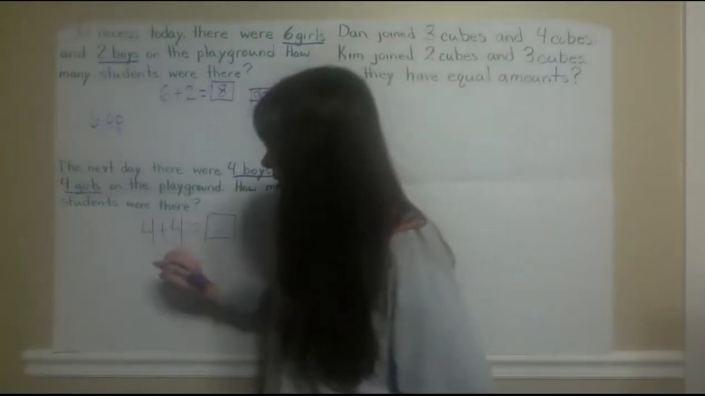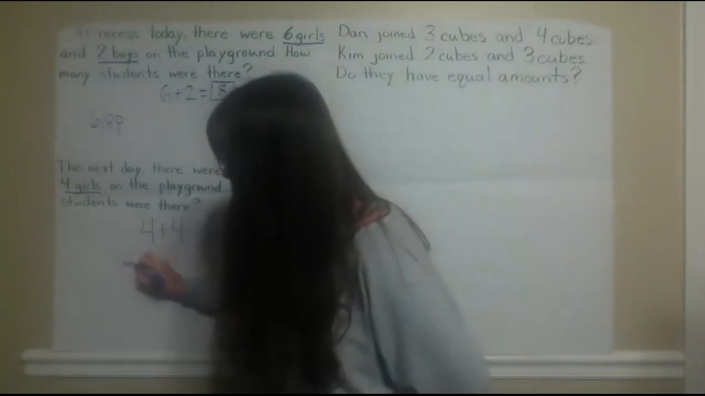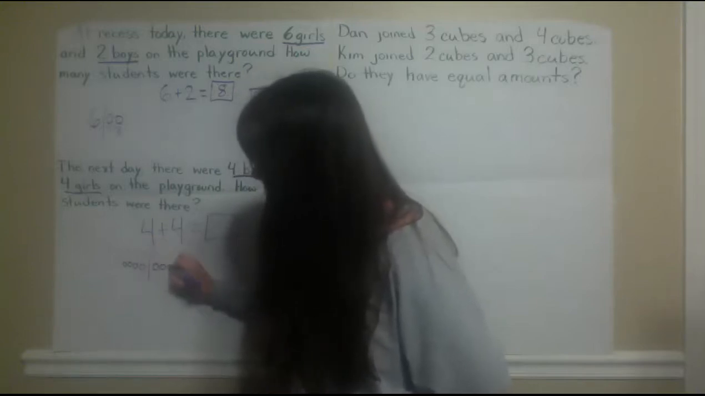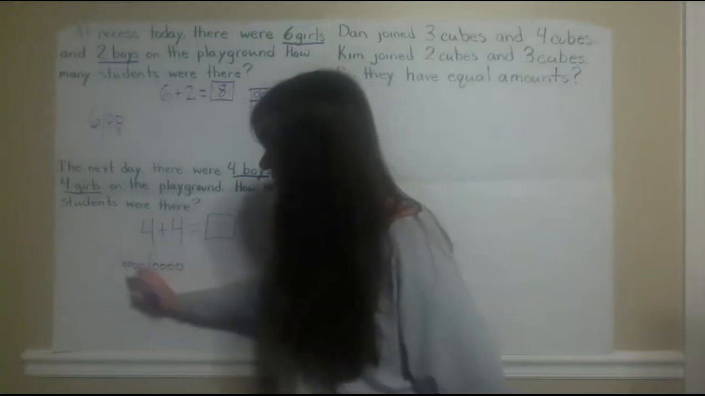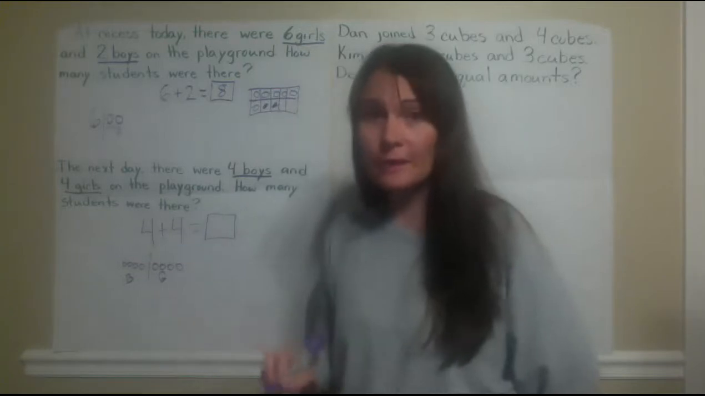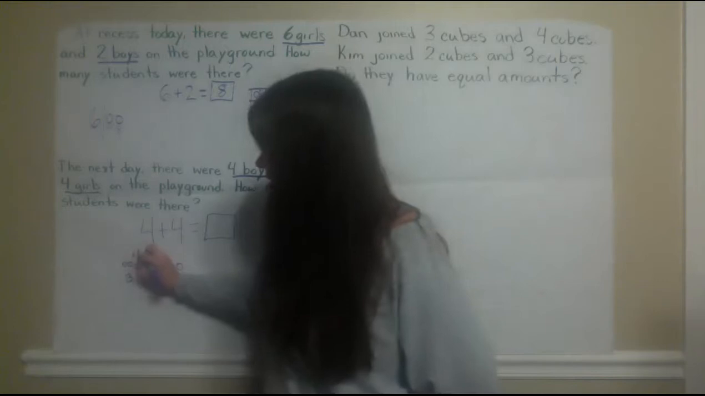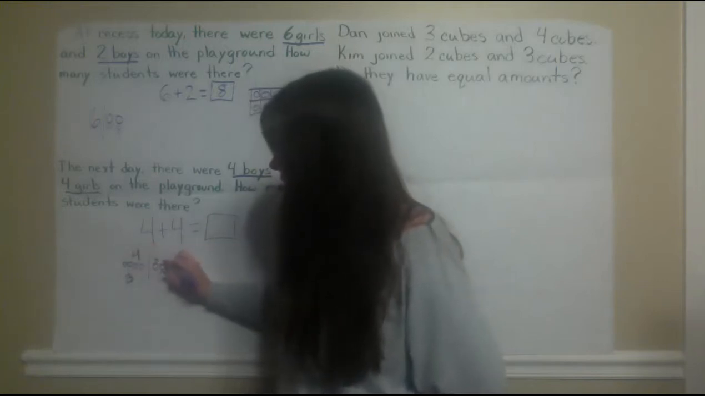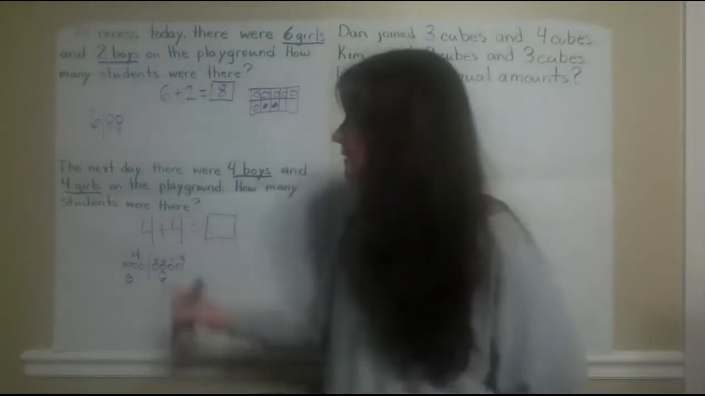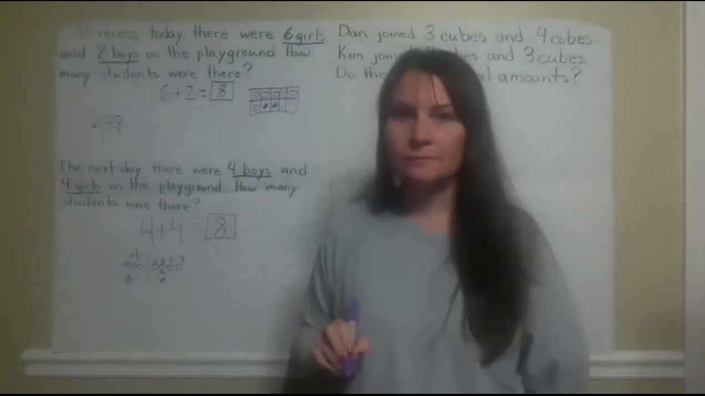If I had 4 and I added 4 more, here's my 4 boys, here's my 4 girls. It's good to label so that you know what you're solving for. So 4, 5, 6, 7, 8. So 4 plus 4 equals 8.